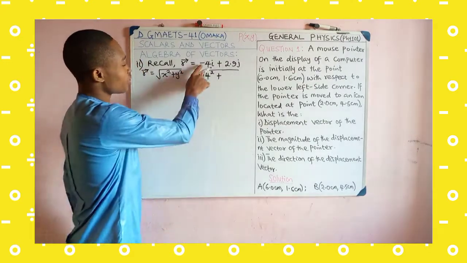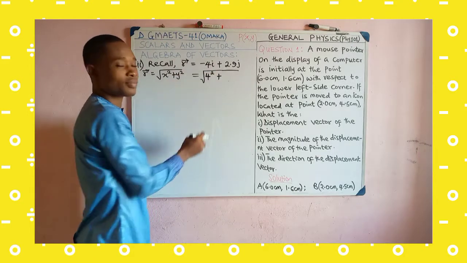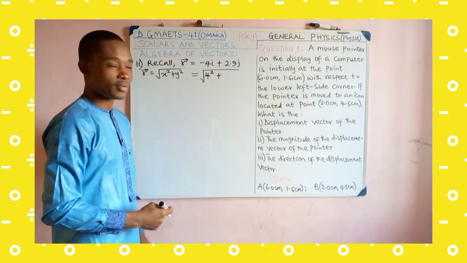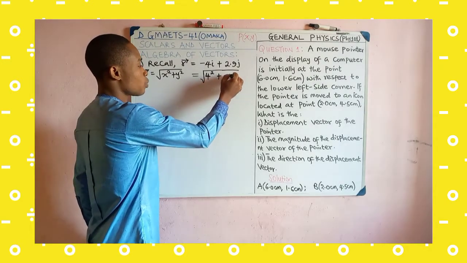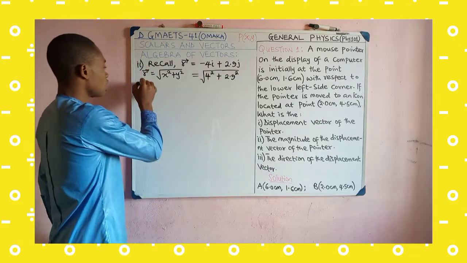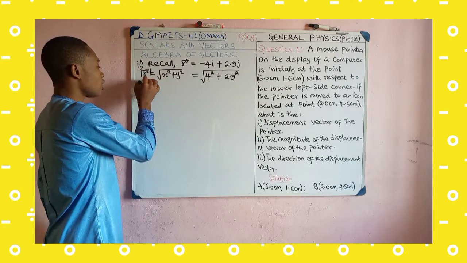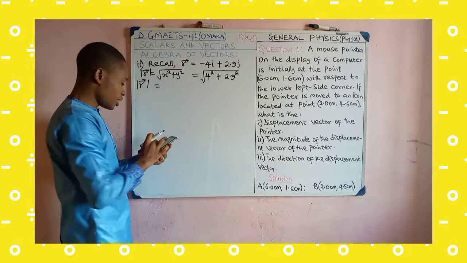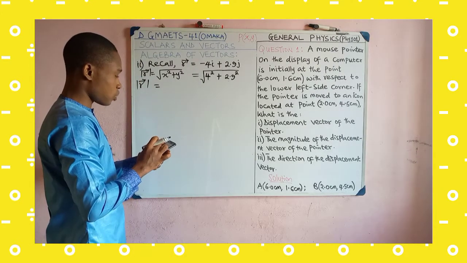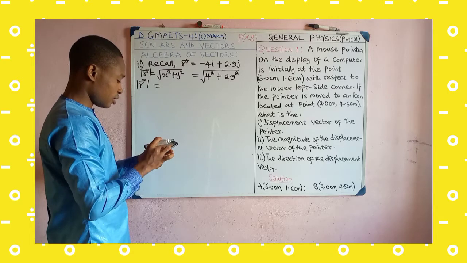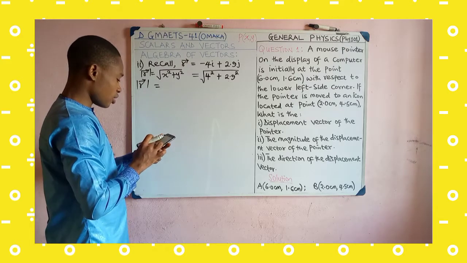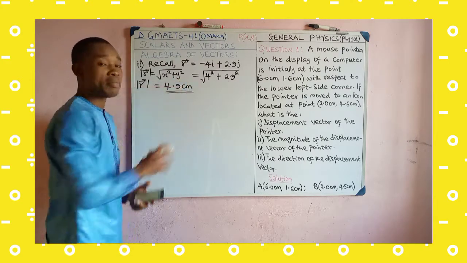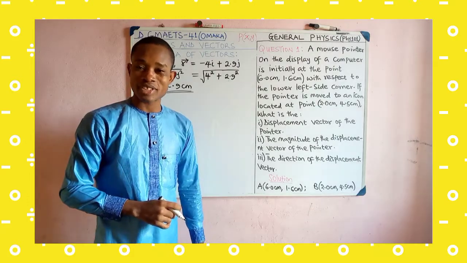And even apart from that, if you fix in this minus 4 and then you square it, the square would remove the negative. It will become positive 16. So take note of that, please. Plus 2.9 and then squared. You'd see that the magnitude of the displacement vector will now be what? Let's find out. If you punch this in your calculator, square root of 4 squared plus 2.9 squared, then you close the brackets. Alright, so it's giving me 4.9 centimeter. So this is the magnitude of the displacement vector of the mouse pointer.